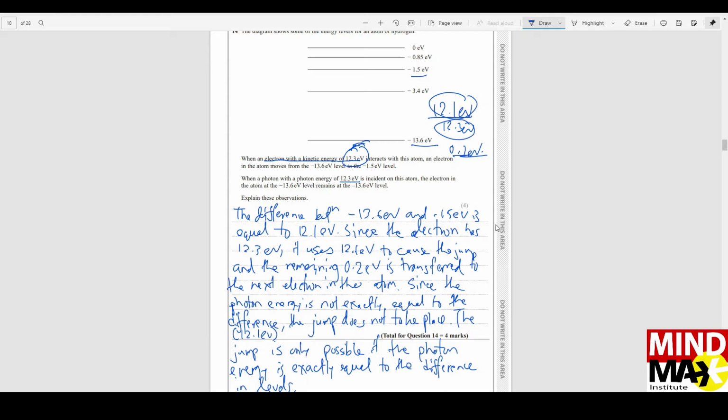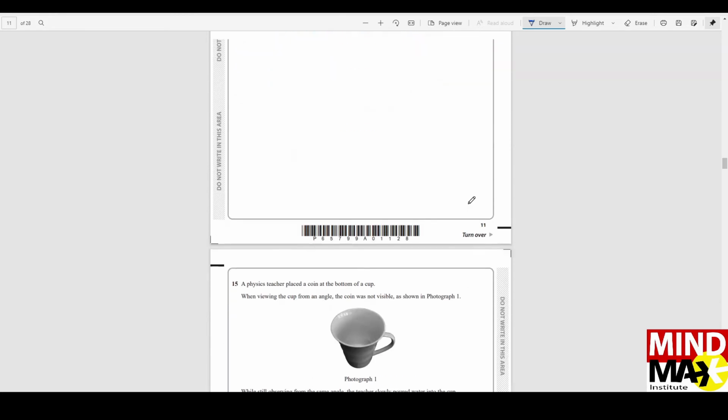Even though it's providing more, it doesn't matter. You have to provide the exact amount. Because it is incapable of providing the exact amount, the transition doesn't take place. It will only be possible if the energy provided by the photon is exactly equal to the difference in the energy levels. That's how it works. That's what I wrote here.